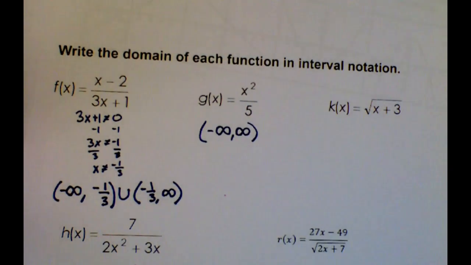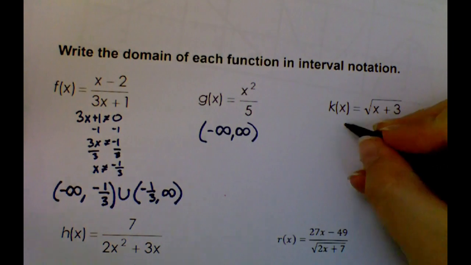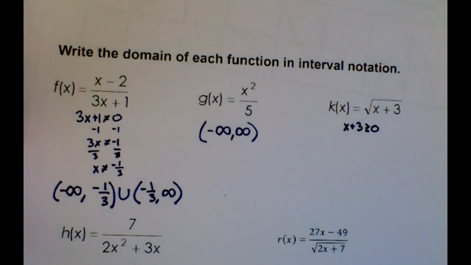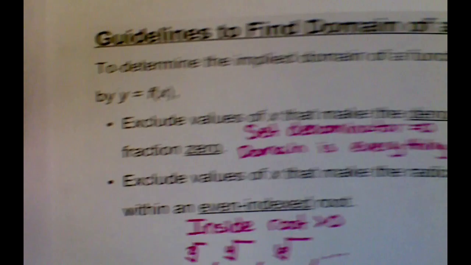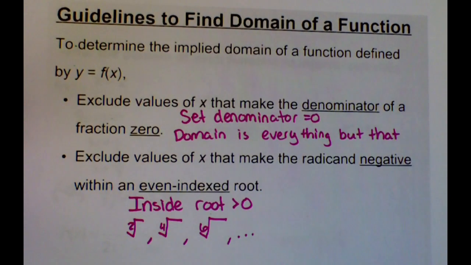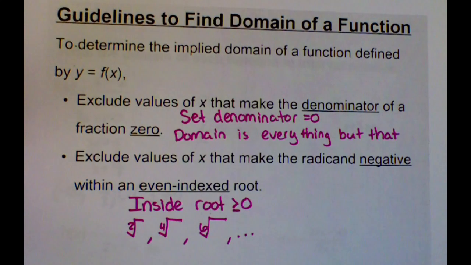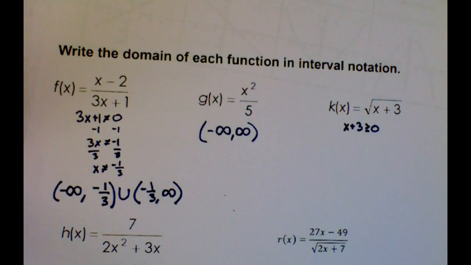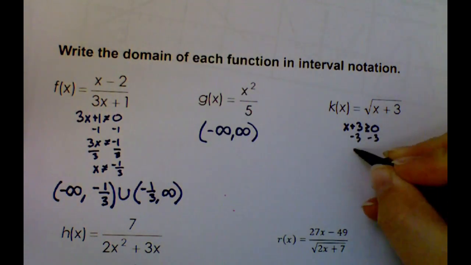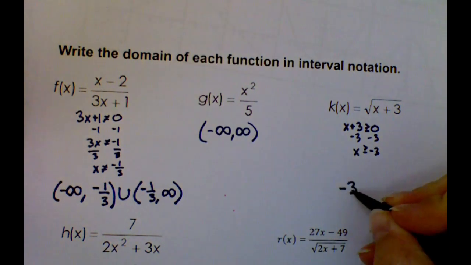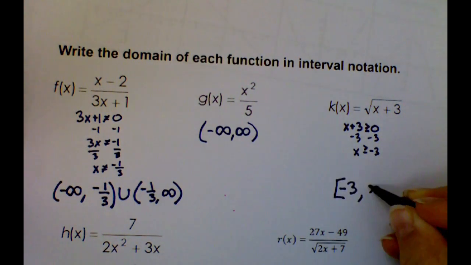For k of x, we have a square root, which means the inside of the root needs to be greater than or equal to 0. Uh-oh, and I just realized I wrote one wrong thing on this last slide. Inside the root has to be greater than or equal to 0. It can equal 0. I apologize for that. So x plus 3 has to be greater than or equal to 0. Subtract 3 off each side. x has to be greater than or equal to negative 3. So to write that as an interval, I start at negative 3 with a bracket up to infinity.